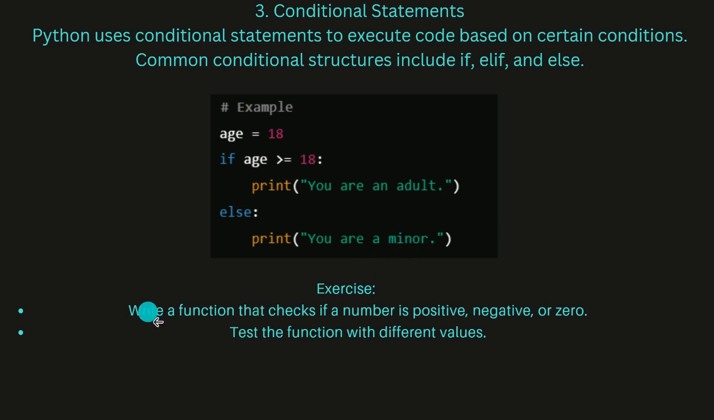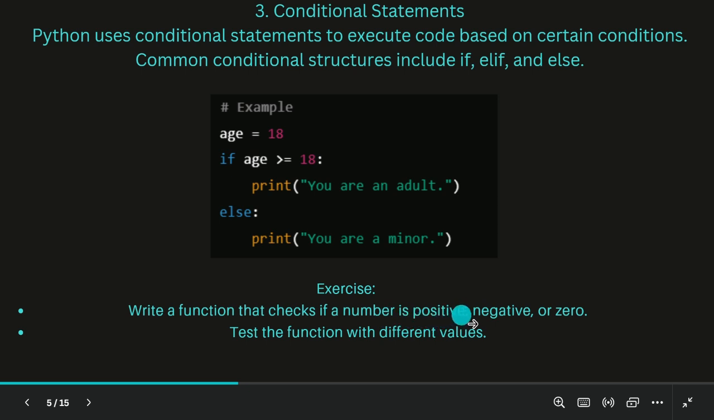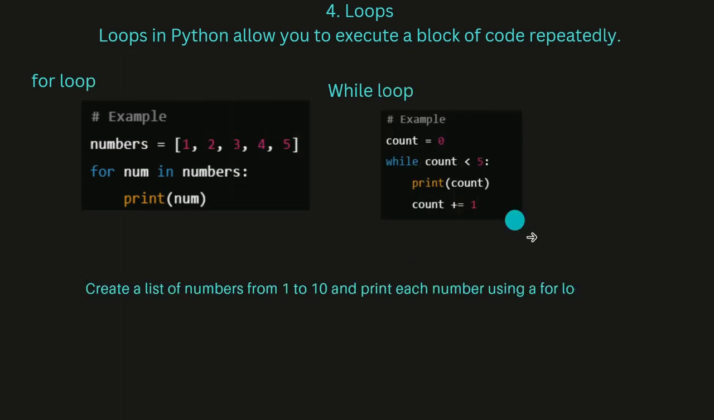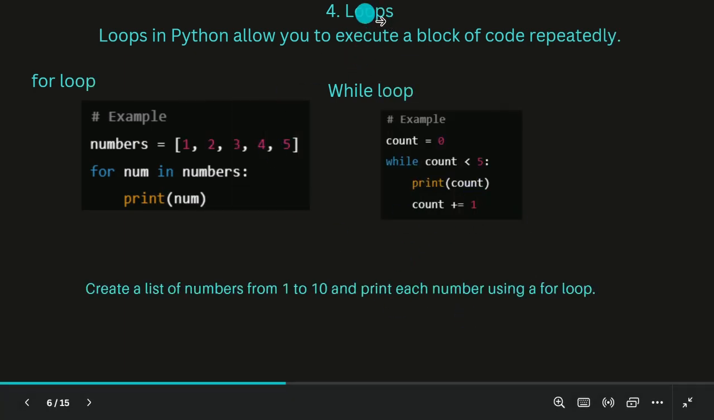So the exercise for you: write a function that checks if a number is positive, negative or 0, and test the function with different values. So you do it on your computer and your code editor.